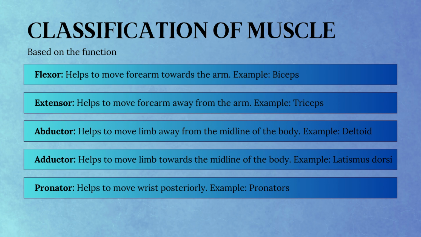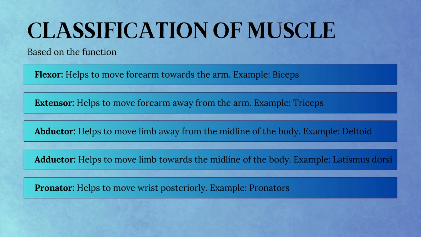Classification of muscle based on the function. Flexor muscle helps to move the forearm towards the arm. Example: biceps. Extensor helps to move the forearm away from the arm. Example: triceps. Abductor helps to move the limb away from the midline of the body. Example: deltoid. Adductor helps to move the limb towards the midline of the body.